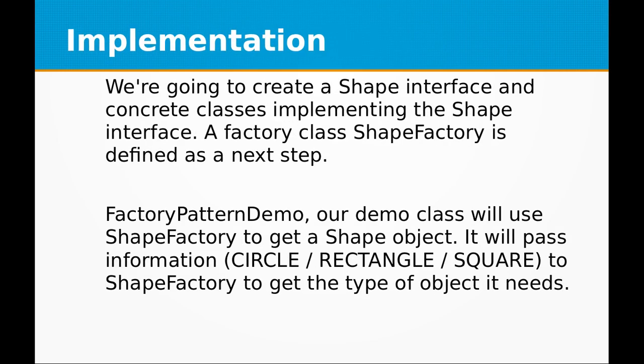Let's discuss the implementation. We are going to create a shape interface and concrete classes implementing the shape interface. A factory class, ShapeFactory, is defined as a next step. Factory pattern demo: our demo class will use ShapeFactory to get a shape object. It will pass information, circle, rectangle or square, to ShapeFactory to get the type of object it needs.